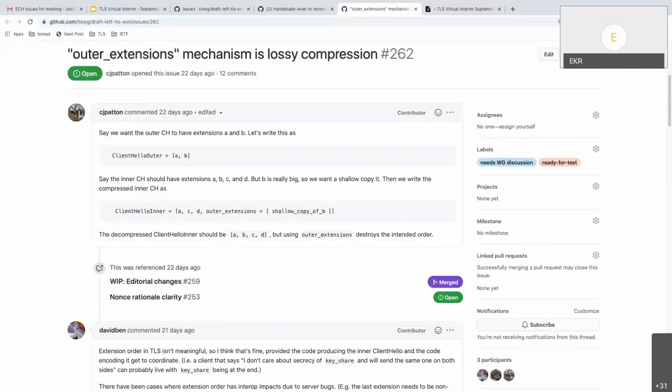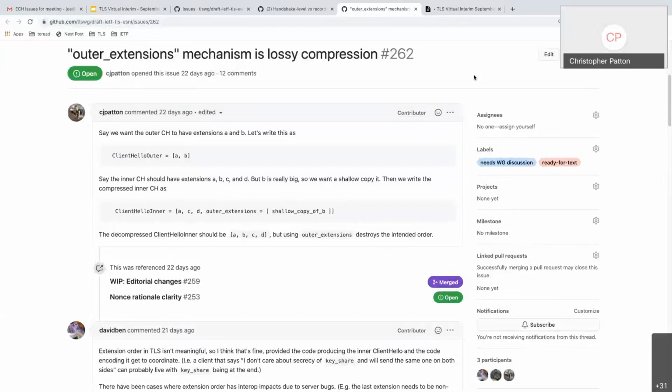Okay, so I guess I have to say this. So do you have n hashes then? No. So there's two extension points for this mechanism. There's an outer extension, and for each extension you want to shallow copy into the client hello inner, you replace that extension with that extension point, and then the payload is just the extension type that's pointed to.